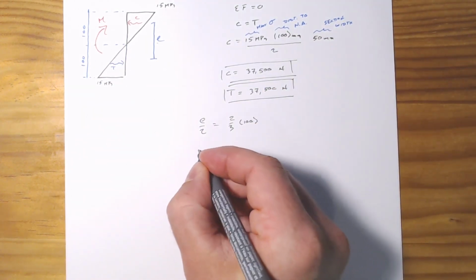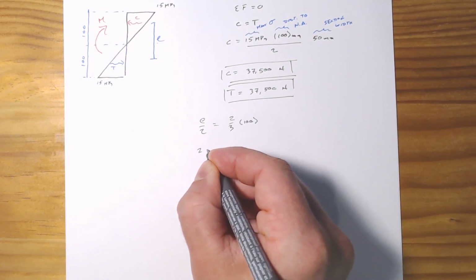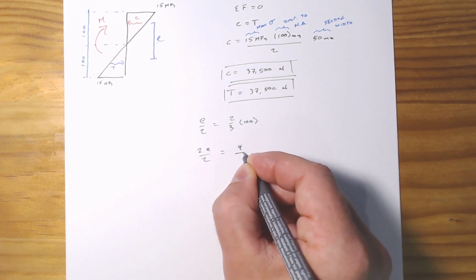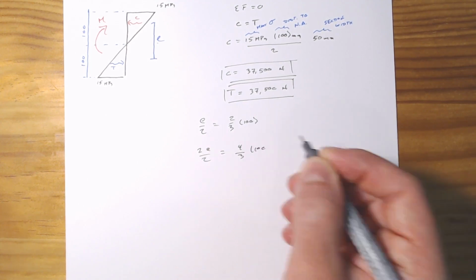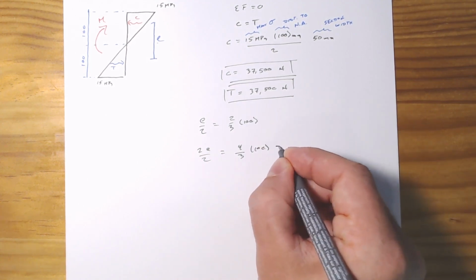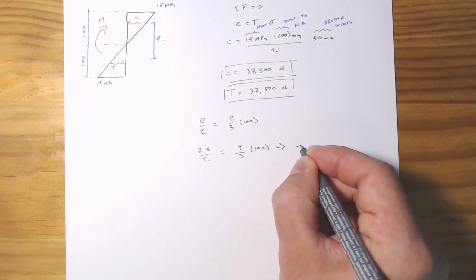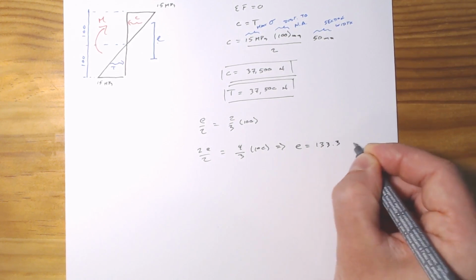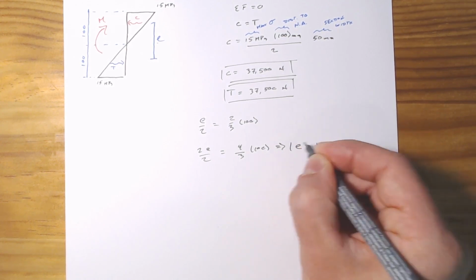And so 2 times E over 2 is simply going to be 4 over 3 times 100. And that means that E equals 133.3 millimeters.